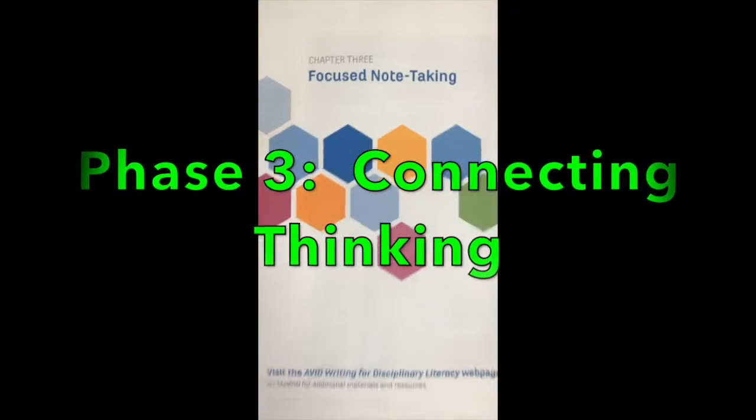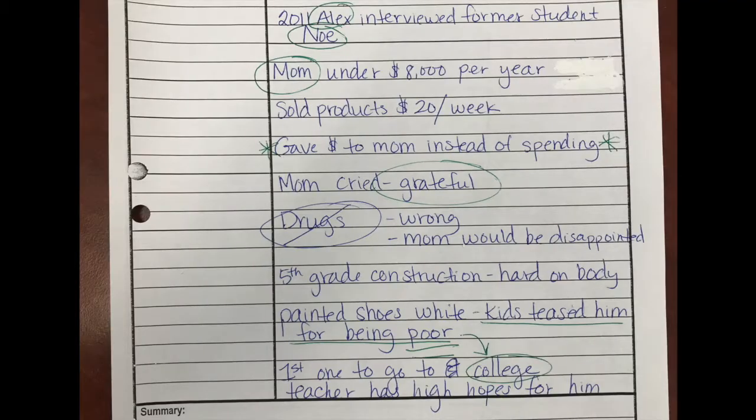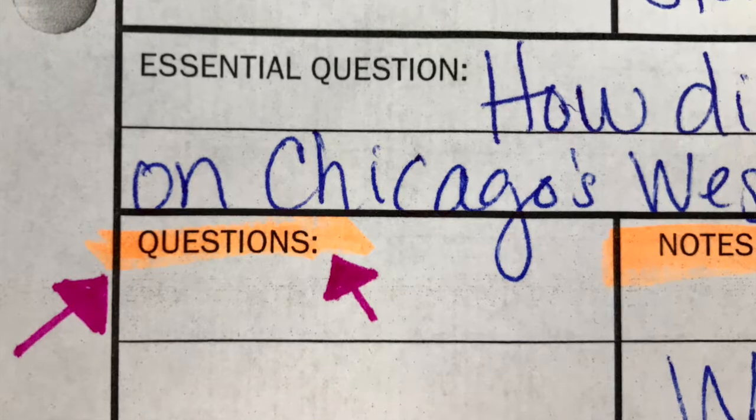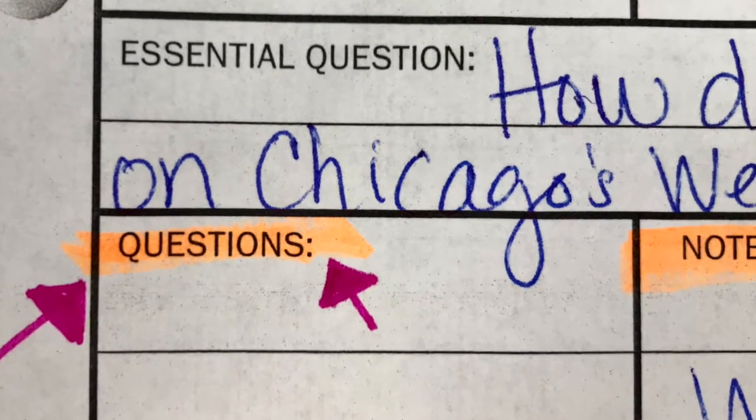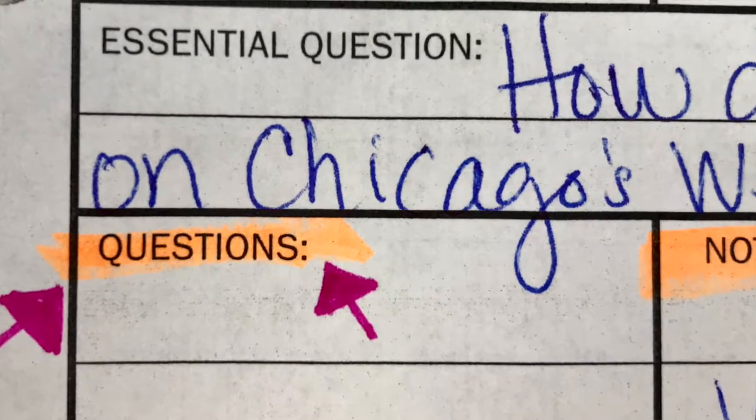Congratulations, you're ready for Phase 3, Connecting Thinking. Your paper now should have circles, asterisks, question marks, and underlines on it. Remember, yours shouldn't look exactly like mine. In Phase 3, we'll focus on the left-hand side of your page where it says Questions at the top.